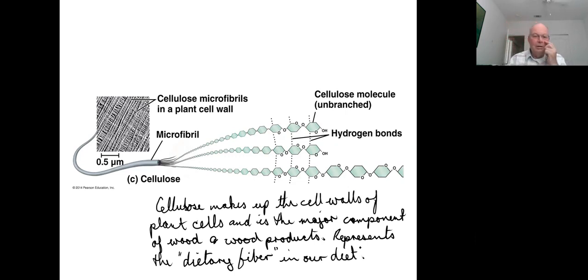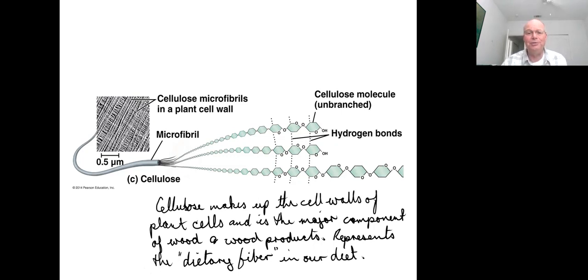So not only does it make up cell walls, but it is the major component of wood, because wood is simply dead plant cells. So when a plant cell dies, what's left behind is the cell wall, and that's what makes up the wood and all wood products. So paper, anything that's made out of paper, anything that's made out of wood is made up of cellulose. And it also represents our dietary fiber.